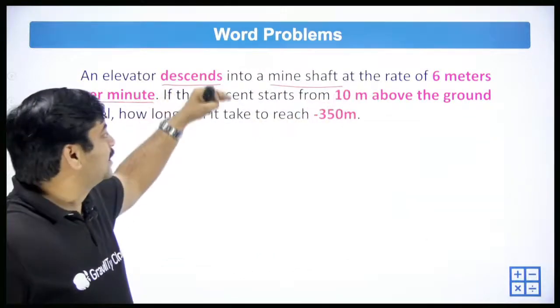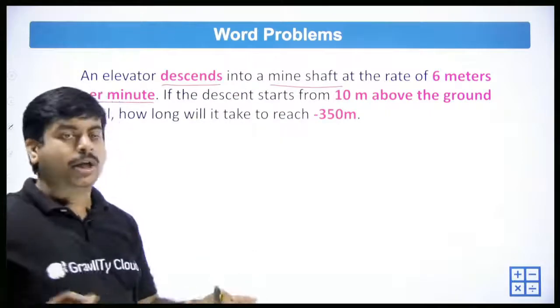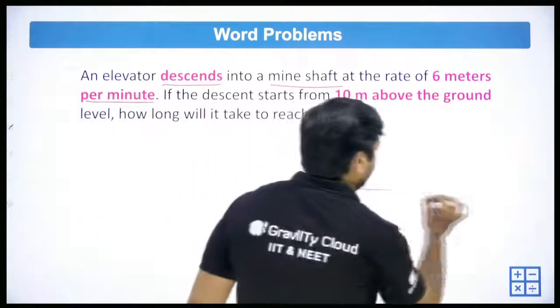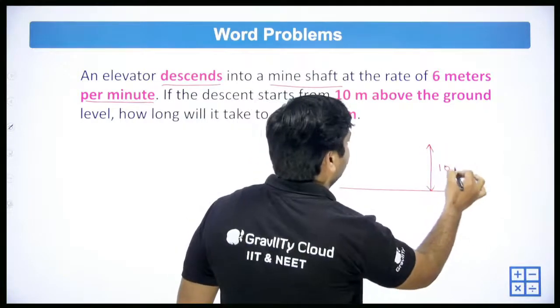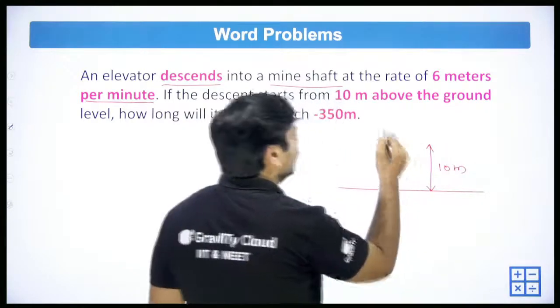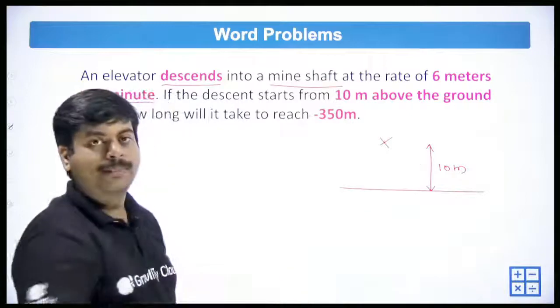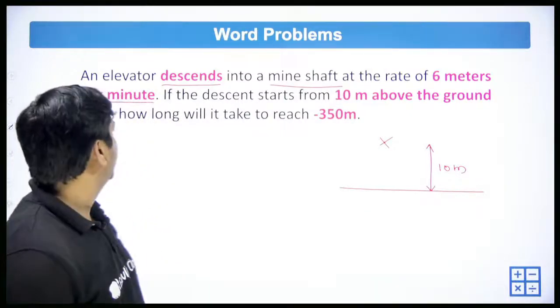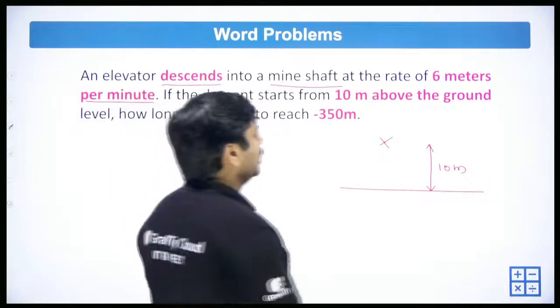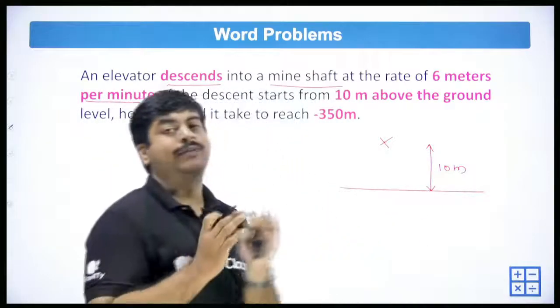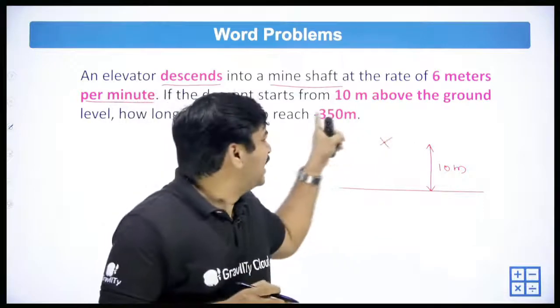If the descent starts from 10 meters above the ground, so this is the ground here we were having. Above the ground, we are starting from 10 meters. From this point, the elevator is moving down. How long will it take to reach minus 350 meters? Minus 350. So you need to understand what this negative is.